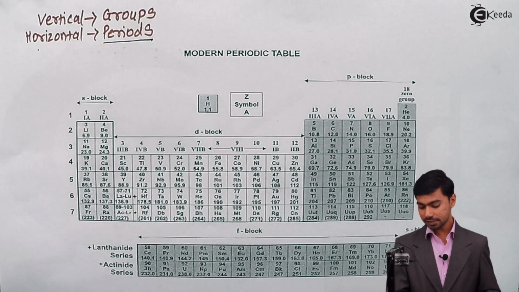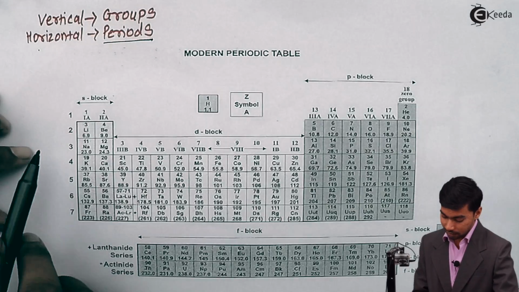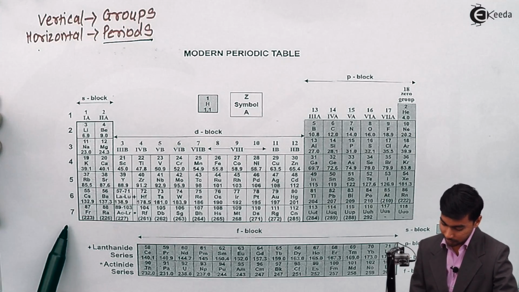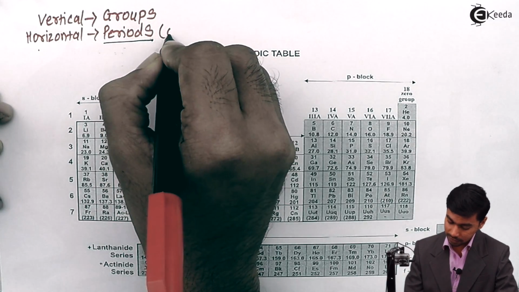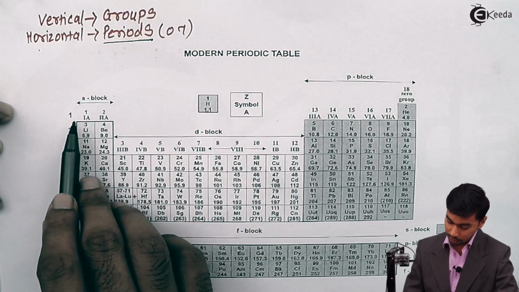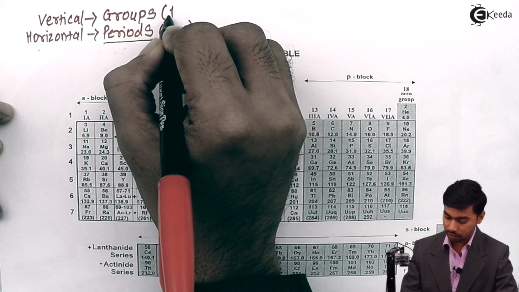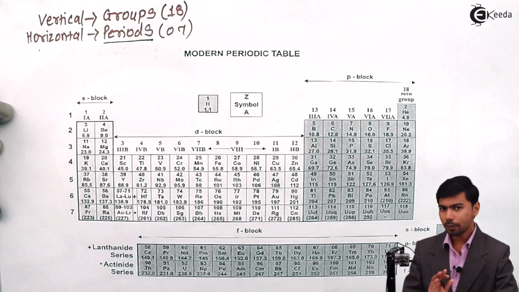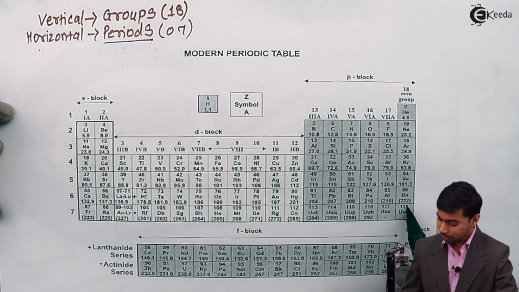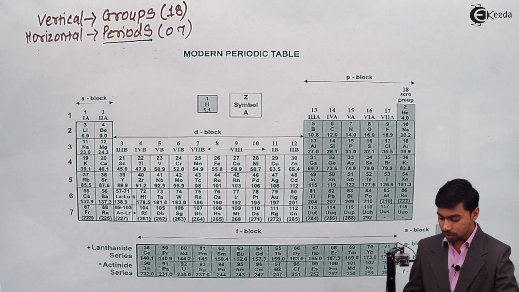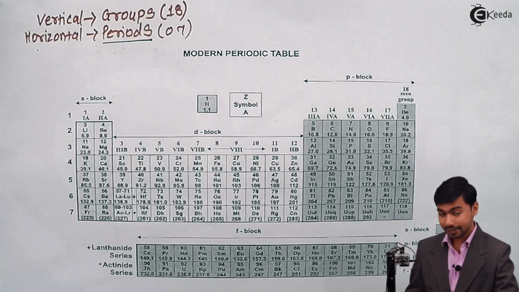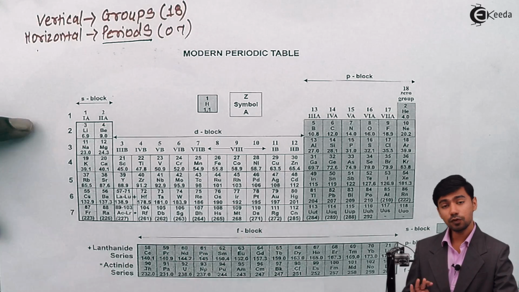Now, how many such lines are there? There are 7 horizontal lines, that means 7 periods. There are 18 columns, that means 18 groups. How many total elements are there? 118. This periodic table is again subdivided into 4 parts.